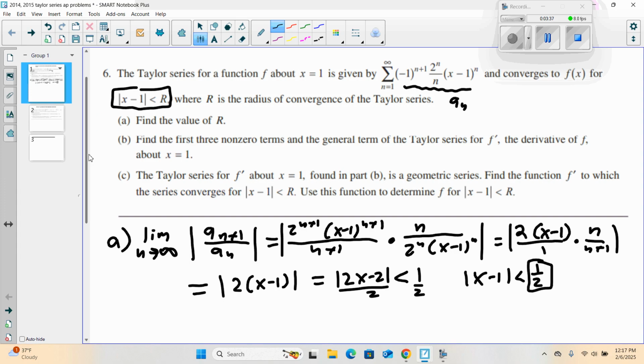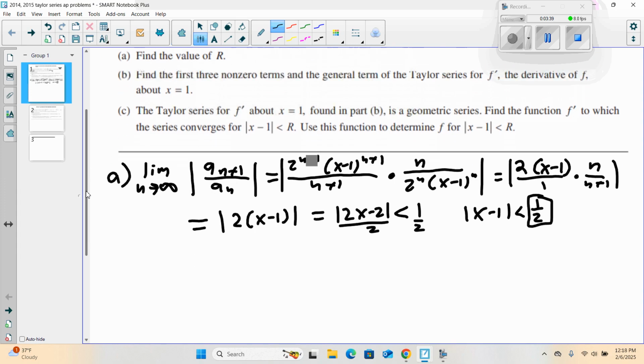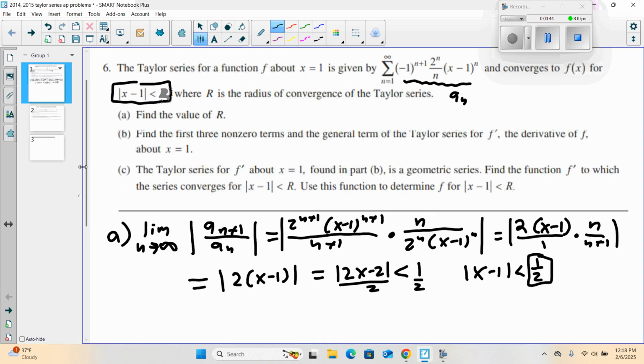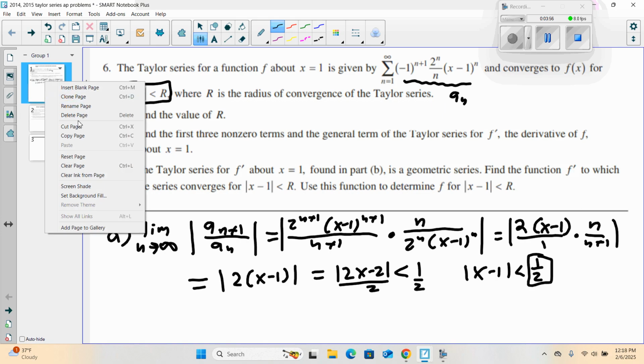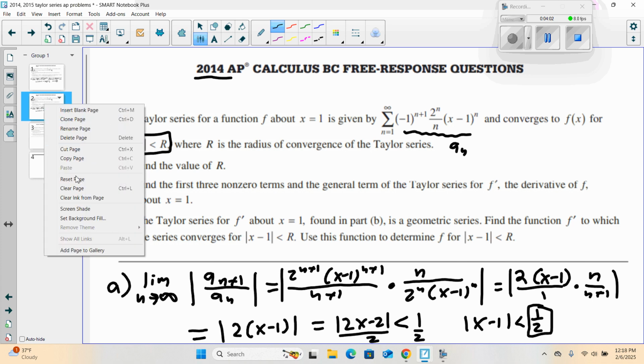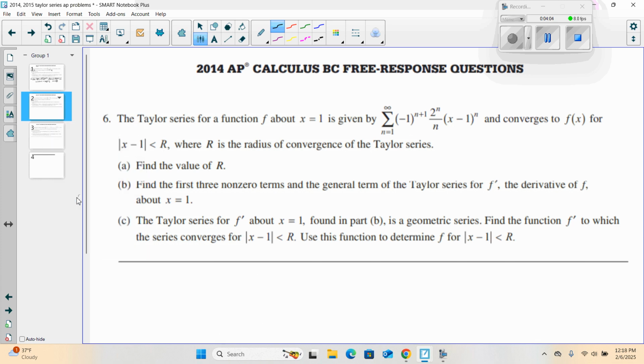Okay, let's go to part B now. Find the first 3 non-zero terms and the general term for the Taylor series for f prime, the derivative of f at the same center, x equals 1. Okay, so I'm going to duplicate this page so that we can have more room to write. Part B.